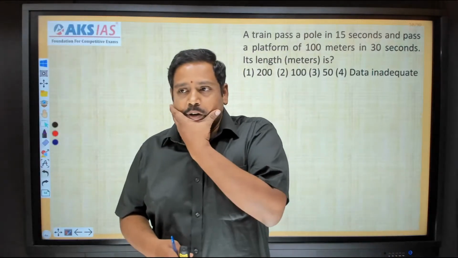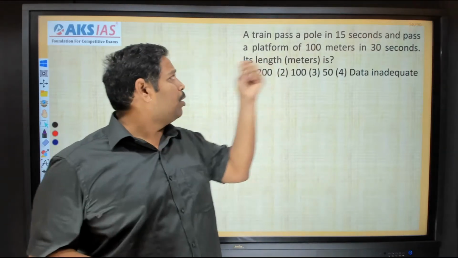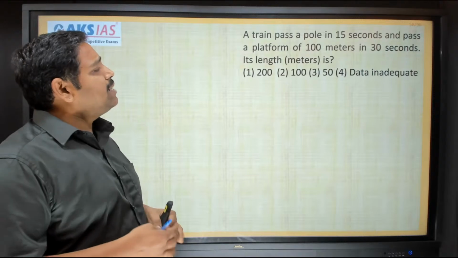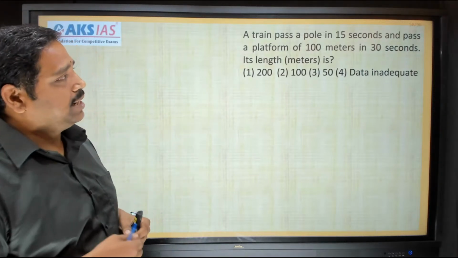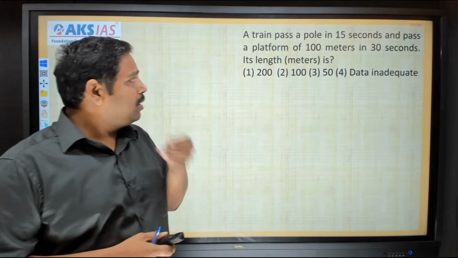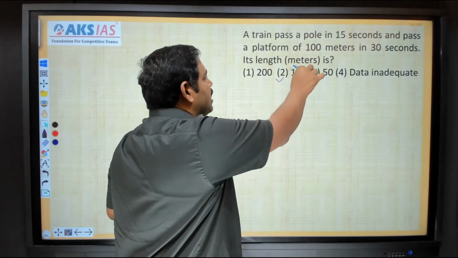Right, trains continuation problems. So far we have seen some problems, right? Now let us see the next problem. A train passes a pole in 15 seconds and passes a platform of 100 meters in 30 seconds. The length of the train is?